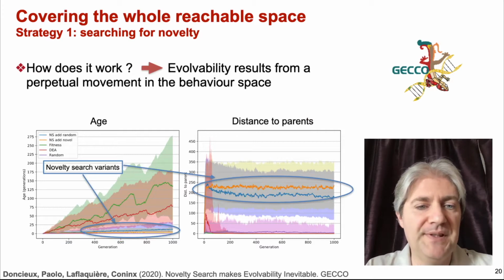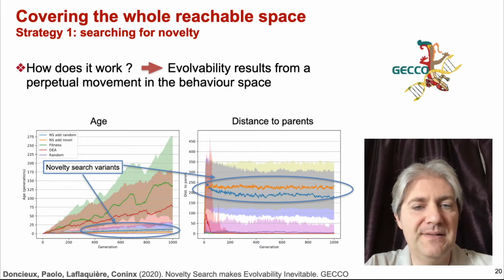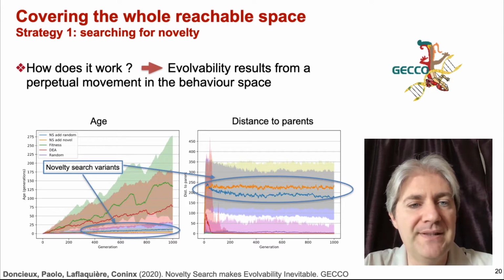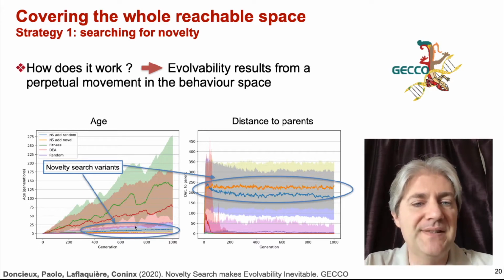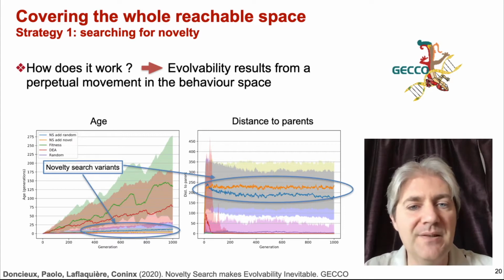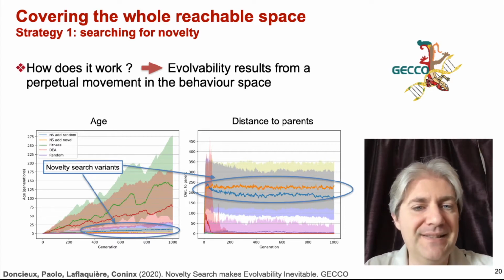So we will present a paper this year at GECCO, in which we show that evolvability actually results from the capacity of novelty search to push the population to always move in the space. If we look at the age of solutions, we can see that with novelty search this age remains very low, which means that new solutions appear all the time. They are not staying in the population, even though this is an elitist selection strategy, so they could stay for long.